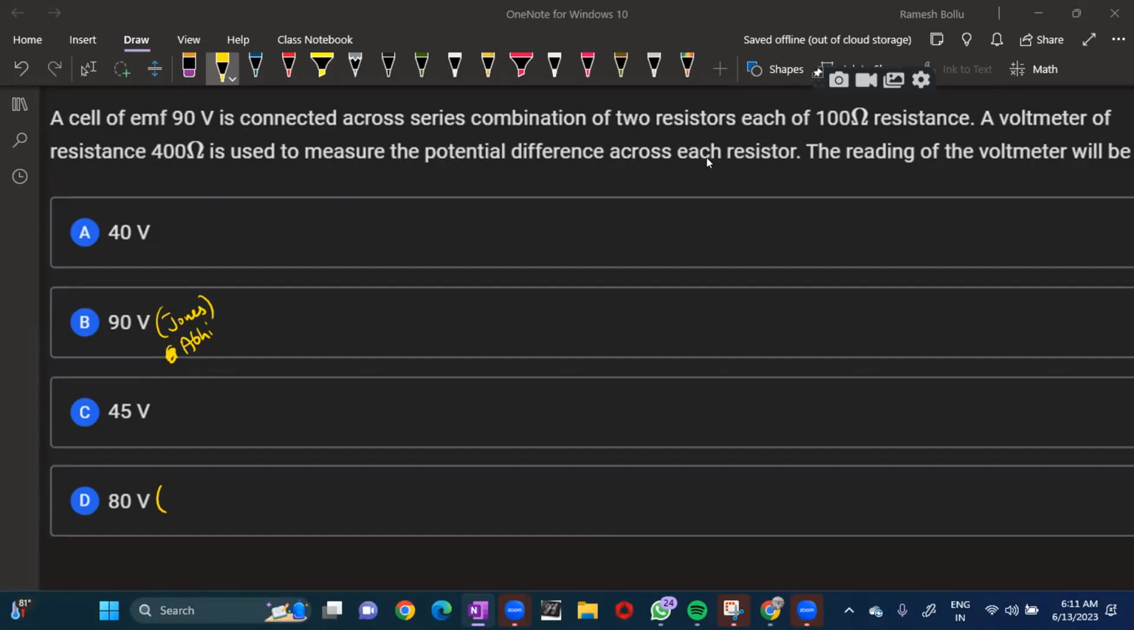Okay, so the question is saying a cell of EMF 90 volt is connected across the series combination of two resistors. One is R1 equal to 100 ohm and R2 also equal to 100 ohm. A voltmeter of resistance 400 ohm is used to measure the potential difference across each resistor. The reading of the voltmeter will be how much? Means we have to draw the situation.